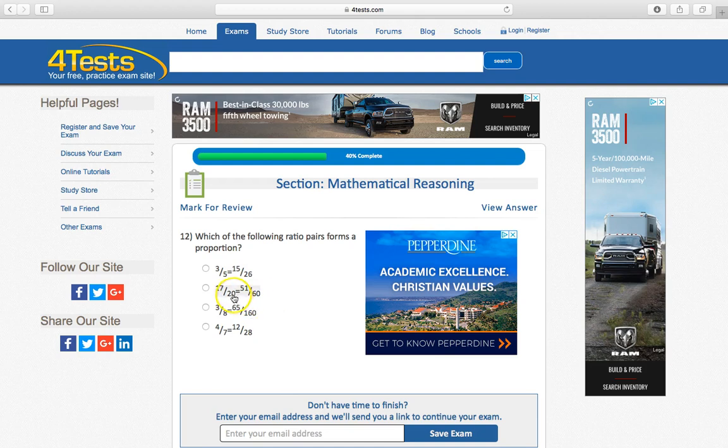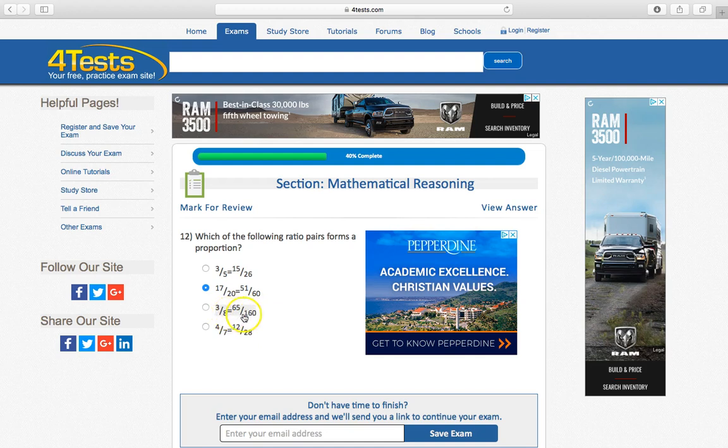17 over 20. 20 times 3 is 60, so we have that 60 over there. 17 times 3 is 51. So this one looks good. Usually you should go through each of them, even if you think you found the right answer, just to make sure there's only one good one. If there's 2 or 3 good ones, then you've got to check your math.